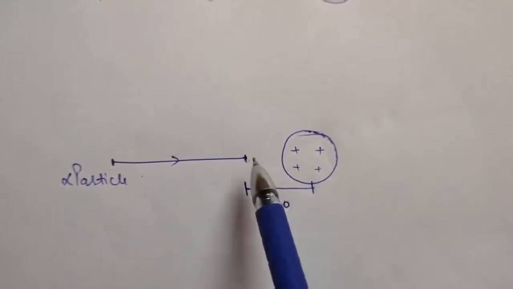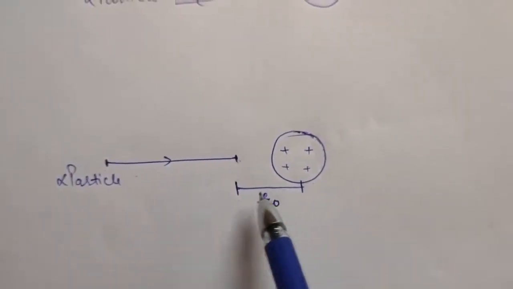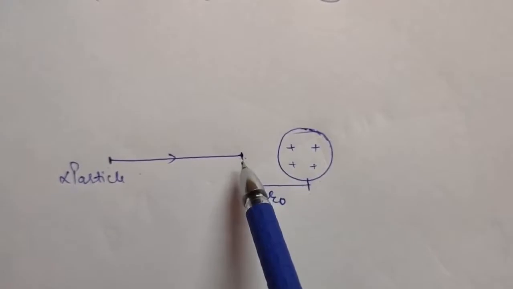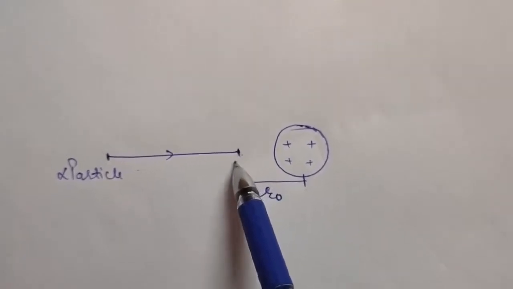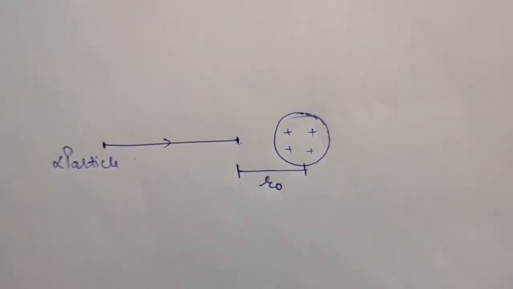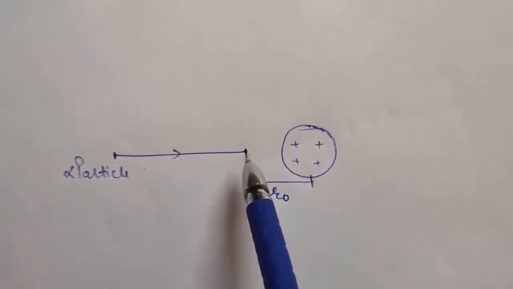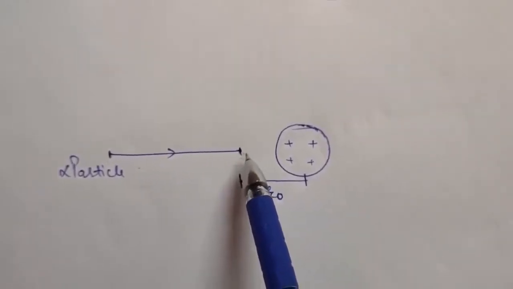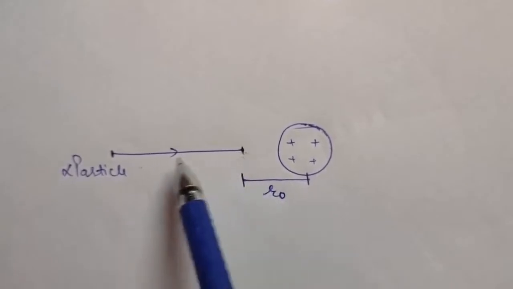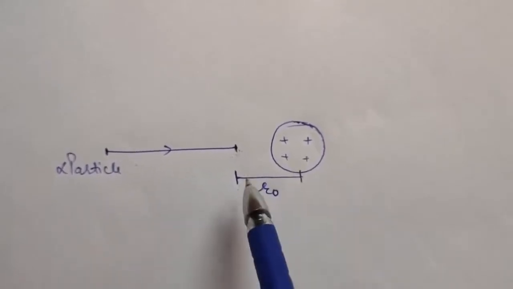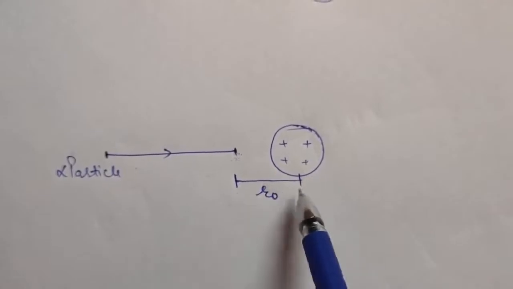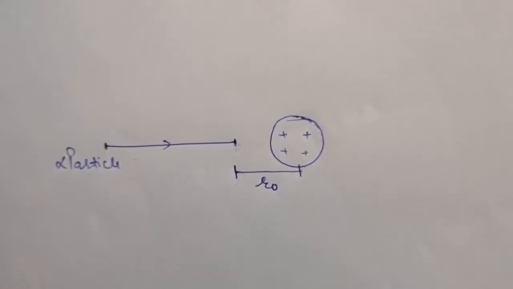So we are taking a distance r0 from the center of the nucleus, at which the entire kinetic energy of the alpha particle will convert into potential energy, and because at this point kinetic energy becomes 0, the alpha particle will be reflected, or you can say repelled back by this nucleus. So this distance is r0, which is called the distance of closest approach.